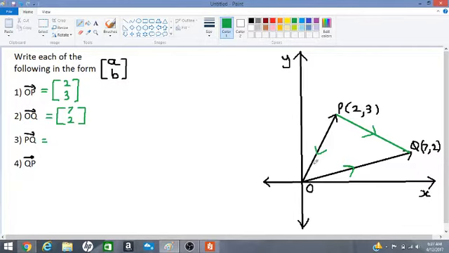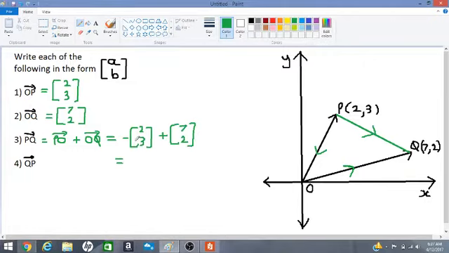PQ is equal to the vector going from P to O plus the vector now going from O to Q. So PO is the opposite of OP. So we have to write minus (2, 3), because OP is (2, 3). And now we are adding (7, 2), because OQ is (7, 2).